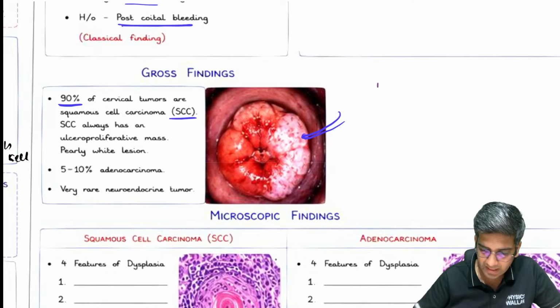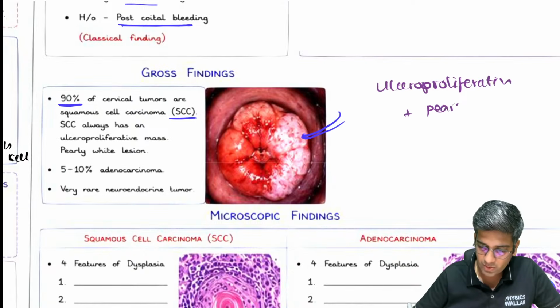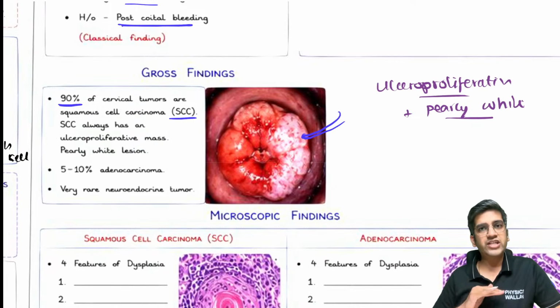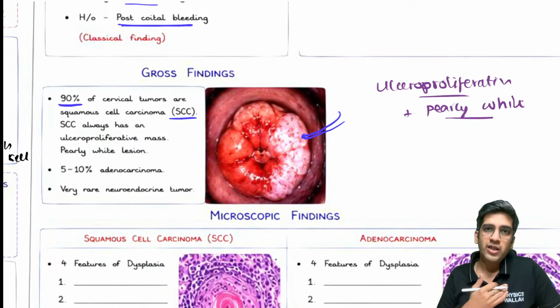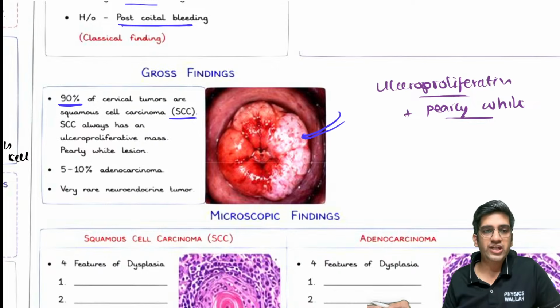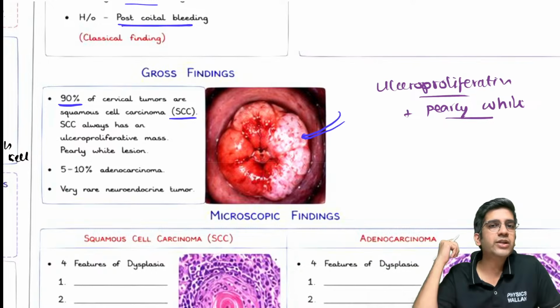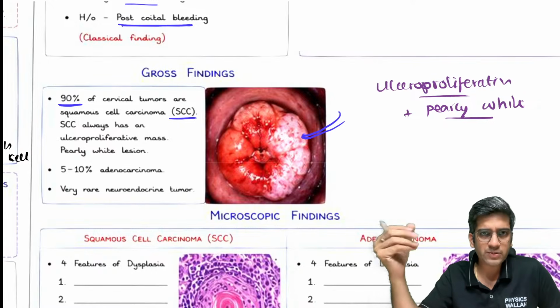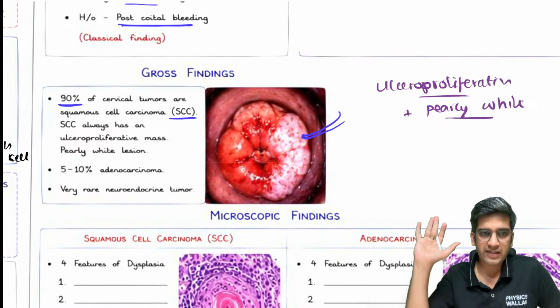Okay. So you'll have ulceroproliferative lesions, plus it will be pearly white. Pearly white ulceroproliferative lesions on gross is good for esophageal, lung, skin, cervical, penile, vulval, vaginal, any squamous cell carcinoma. It will not change at all. That's by default the same. If it's adenocarcinoma, you can say that you can see some mucinous glistening areas, because mucin will be there. It might be glistening by default, right?